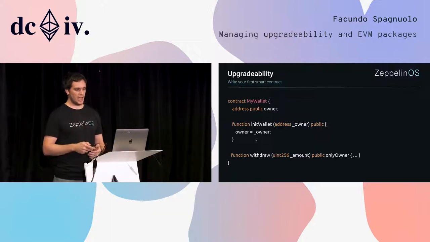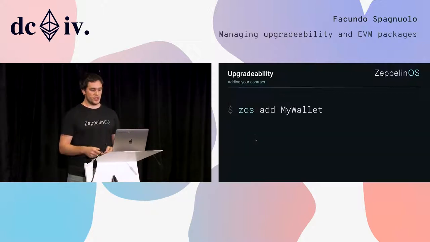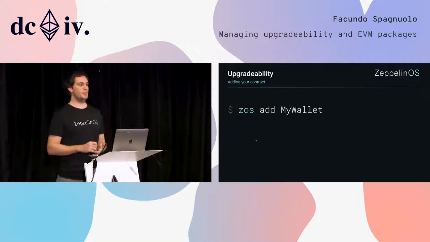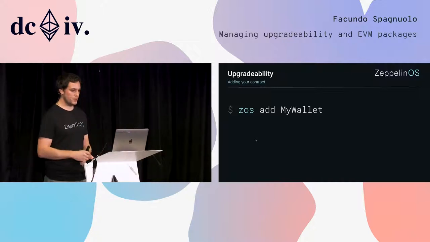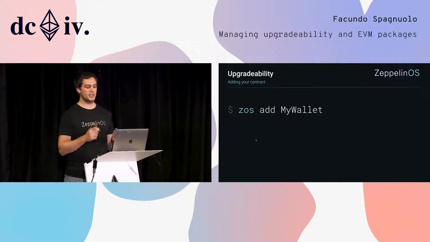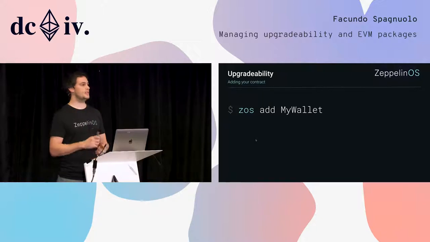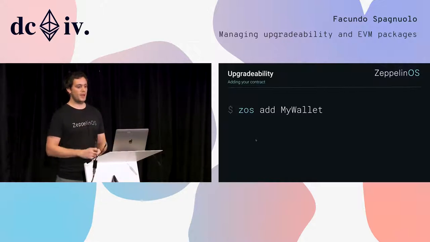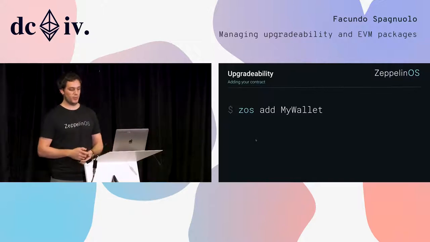So let's see how we can deploy an upgradeable instance of this smart contract using Zeppelin OS. The command line tool has some commands that are pretty much similar to the ones we use in Git, so I think it will sound familiar to you. In this case, we're running the first command, the add command. It's the way we tell Zeppelin OS to add a new smart contract in our project. In this case, we're telling Zeppelin OS that we want to add the main wallet contract that we wrote before.